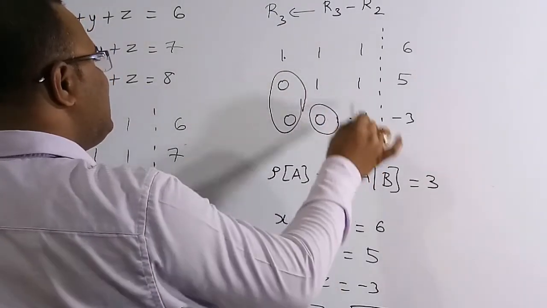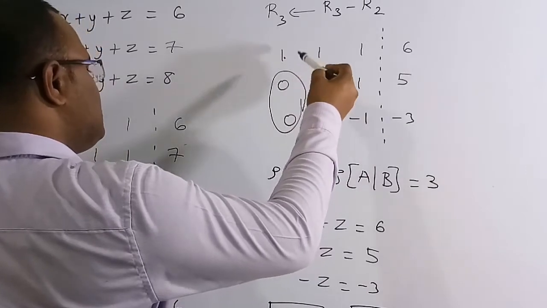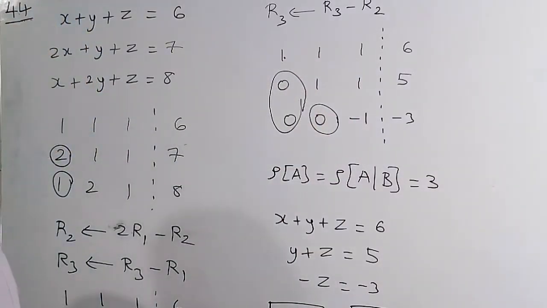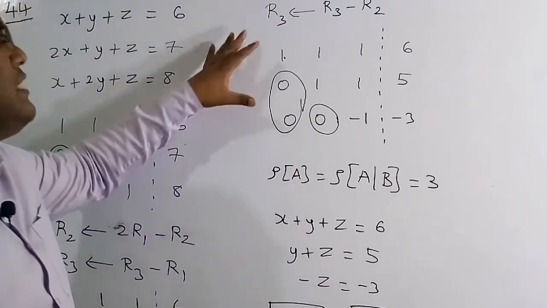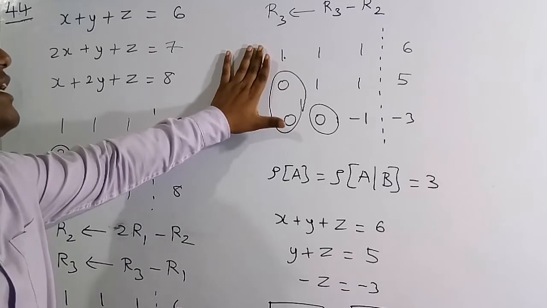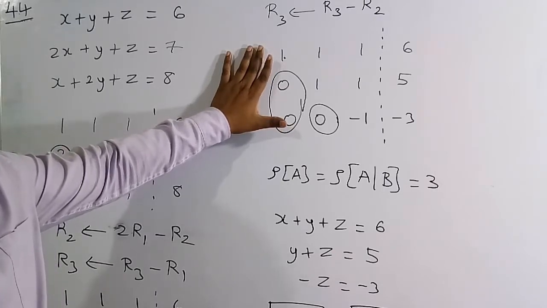So always in the diagonal, the data which is present behind the diagonal terms, we have to make it as 0. So this is called the row echelon form. So finally we got a matrix in the row echelon form. Now we have to see how many non-zero rows are present in this matrix, we need to figure out.